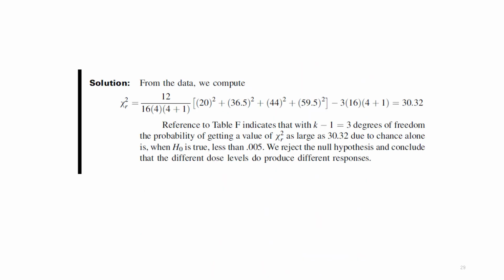Now we use the same formula here, so we are familiar with this one. This one is 4 minus 1. So our chi-square value is 30.32. The degrees of freedom is k minus 1, so 3 degrees of freedom. So the chi-square is 30.32, and we go to the chi-square distribution table.